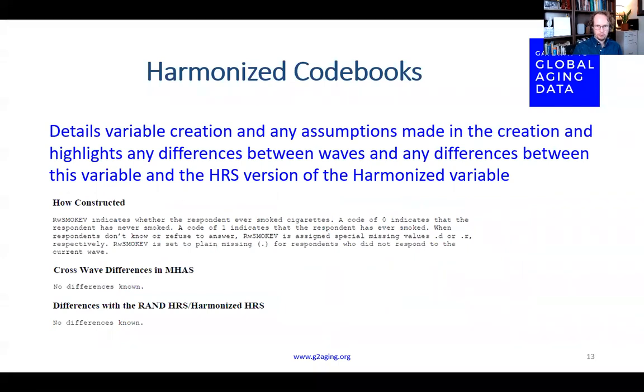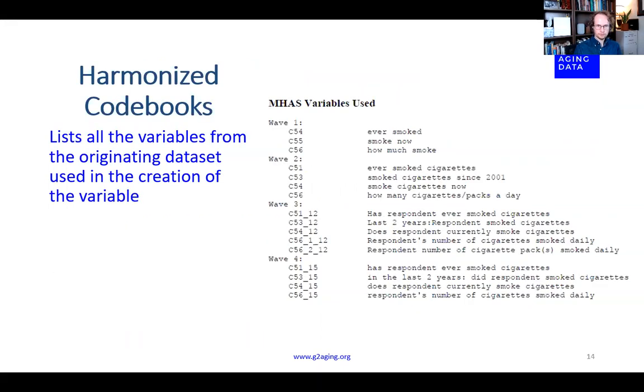We detail the variable creation and any assumptions we made in the creation. And then we highlight differences between waves and any differences between this variable and the HRS version of the harmonized variable. So in this case, MHAS asked this question very much like it was asked in the HRS. So there's no significant differences if you were to use that same variable in the RAND HRS. The last thing that we do is we list all the variables from the originating data set that were used in the creation of this variable.